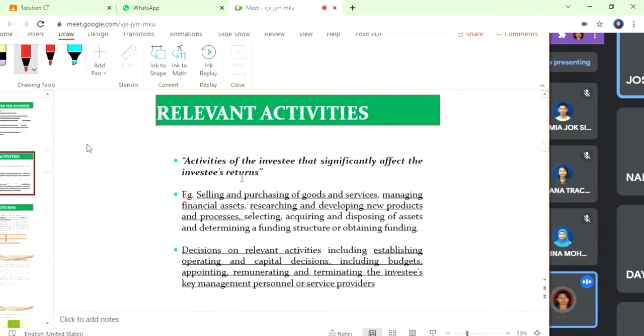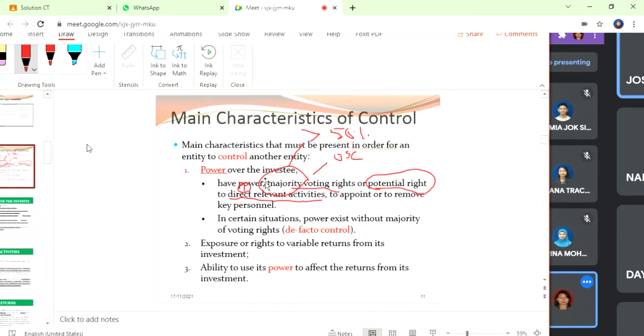Yang mana activity yang contribute significantly to the revenue of this company. So for example, selling and purchasing goods and services, managing financial assets, research and development of products and services, or establishing a capital structure and financing. That kind of activity, and then one type of business. If you have power to direct those relevant activities, you will have control. Another one is to appoint or to remove the key personnel.